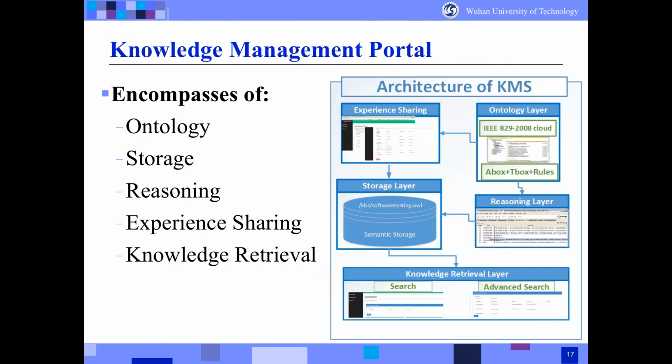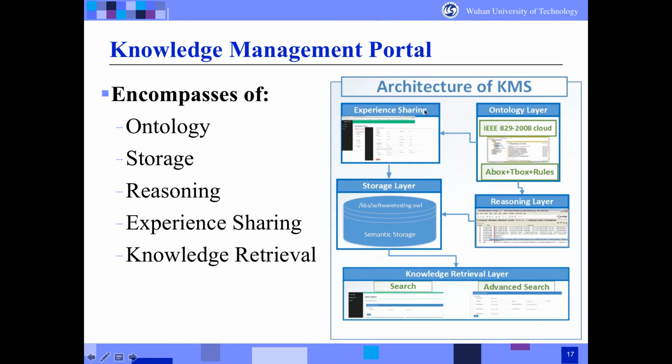Then once we designed our ontology, we need to design our knowledge management portal, which is the main important thing for our ontology. So the architecture of the knowledge management system is explained here. I have 5 layers: experience sharing layer, storage layer, ontology layer, reasoning layer, and knowledge retrieval layer.